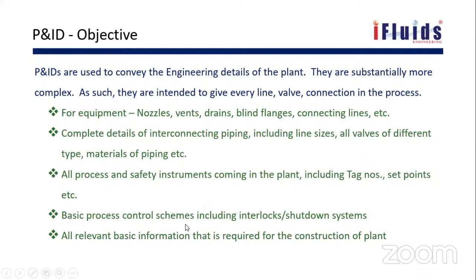And then the basic process control schemes, including the interlock and shutdown. Before activating the final protection system, like the safety valve, there will be one automated system which will inherently protect the system to avoid these hazards.